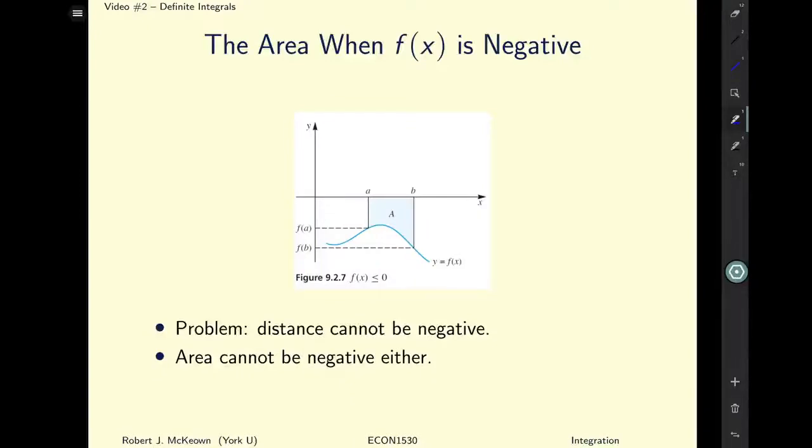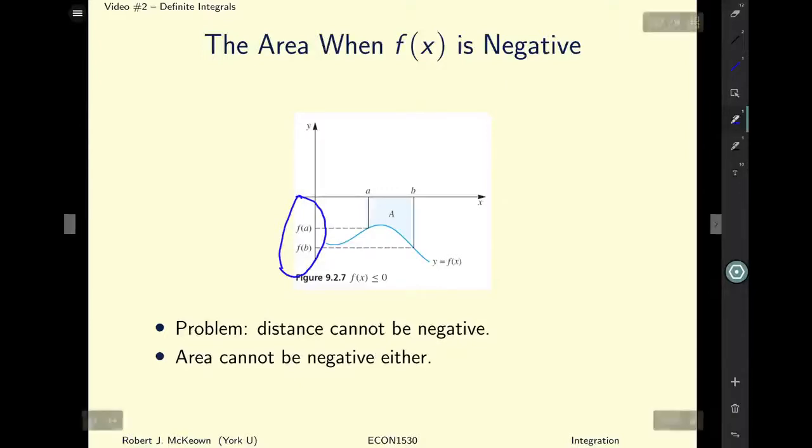There's a problem with negative values for f of x. Here you can see when we evaluate f between a and b, f of x has a value that's less than 0. That's a problem because there's no such thing as negative distance. The space between two of my fingers cannot be -2, right? It can't be -2 miles to the corner store. So the distance can't be negative and area can't be negative either, because area is a function of distance. So how are we going to remedy this problem?